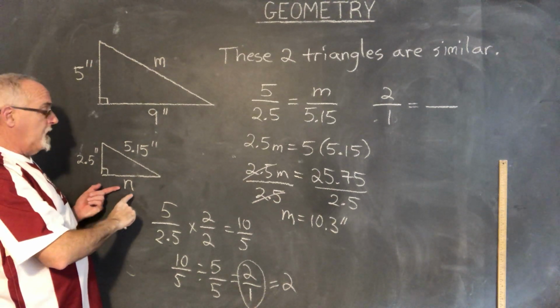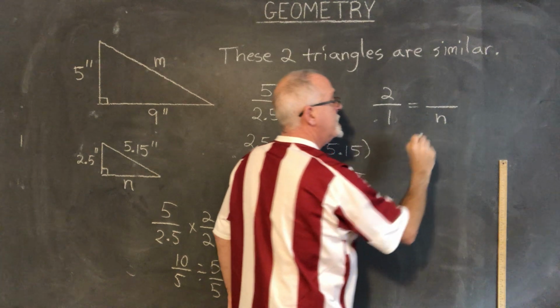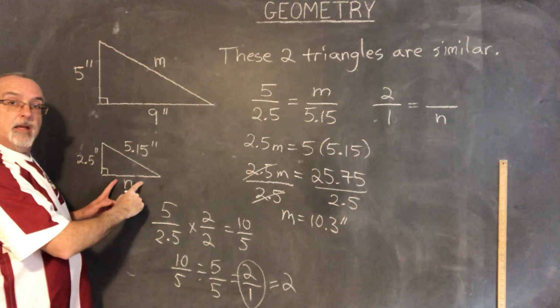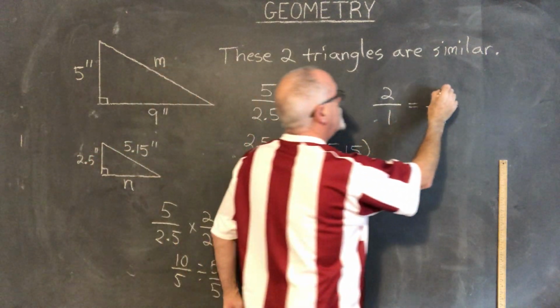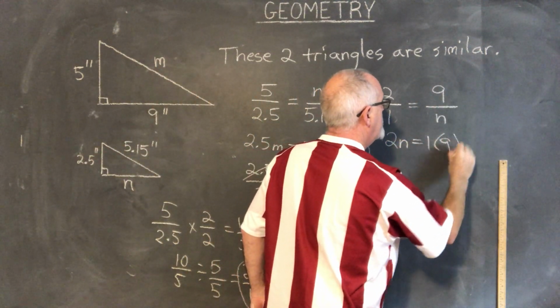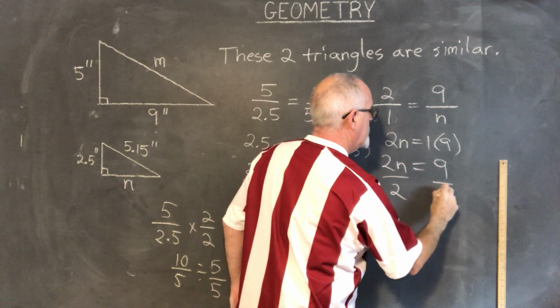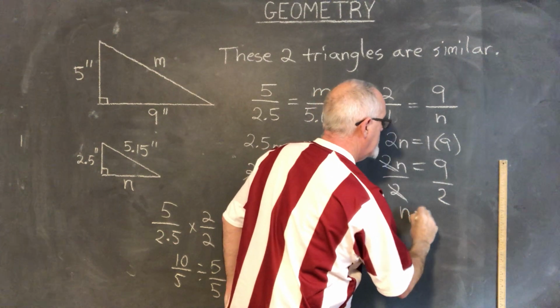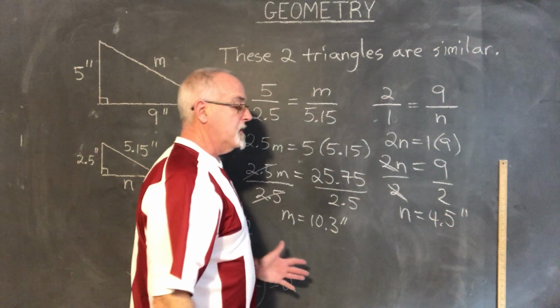So 2 over 1 is equal to, and now I'm going to find n. n is in the smaller of the two triangles, so it has to be on the bottom with the 1. And then n is the medium length side in this one, the medium length side in this other one is the 9, so I need to put 9 here. And we end up with 2n equals 1 times 9, which means 2n equals 9. Divide both sides by 2. Cancel, cancel. N is isolated, and it's equal to 4.5 inches, and we have answered our question.